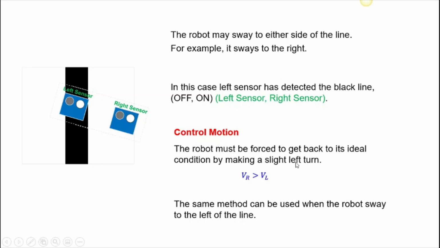Okay, to make a slight left turn, you can increase the speed at the right tire, and then you can put a lower speed on your left tire. Okay, so with this condition, your mobile robot will sway back to the left and move back to its original position. So the same method can be used when the robot sways to the left of the line. Okay.